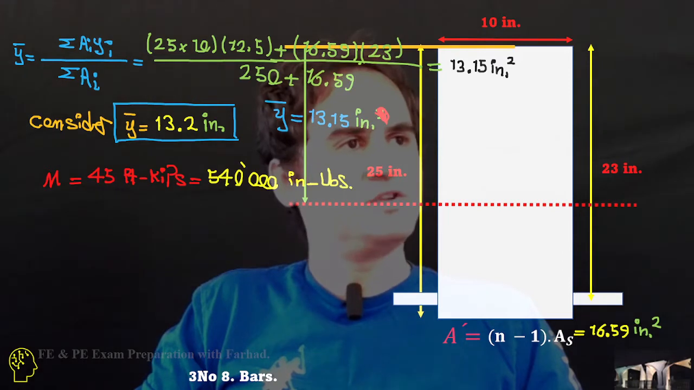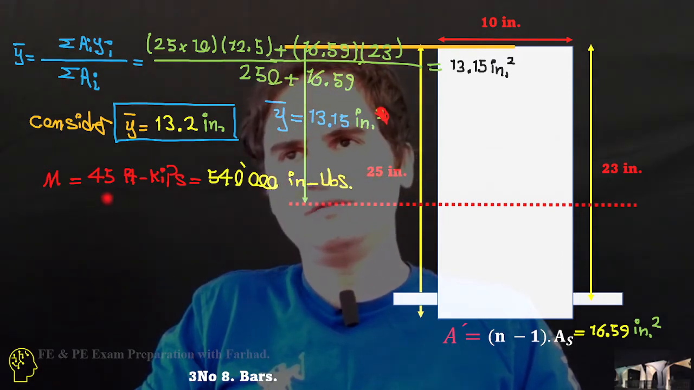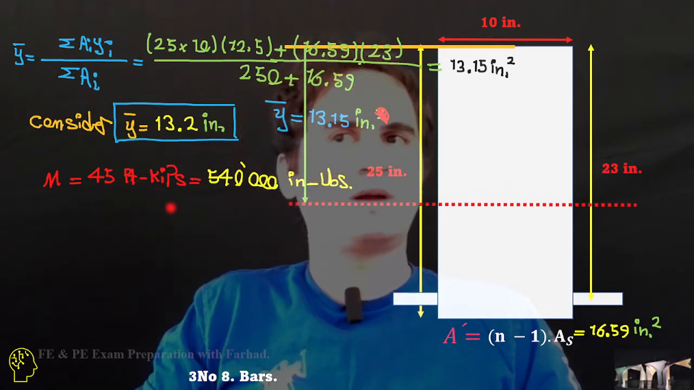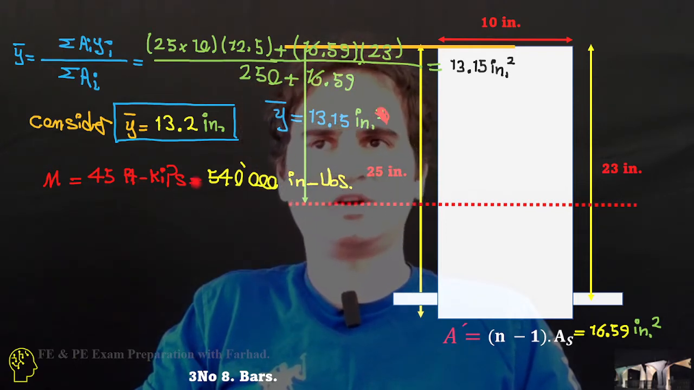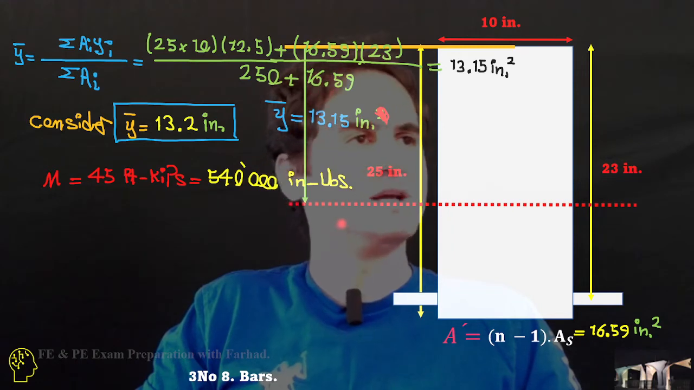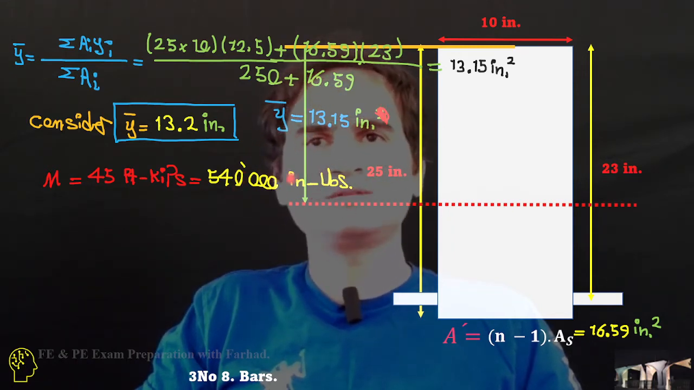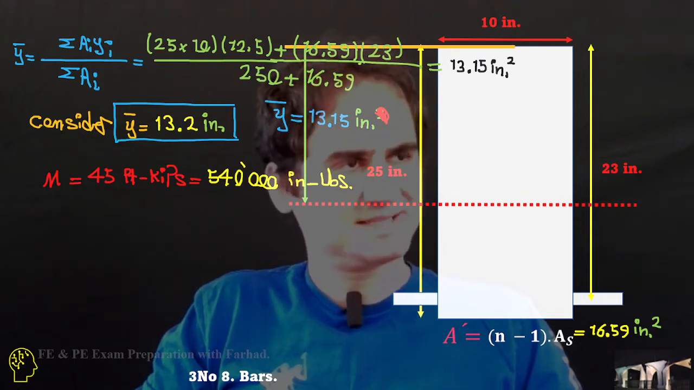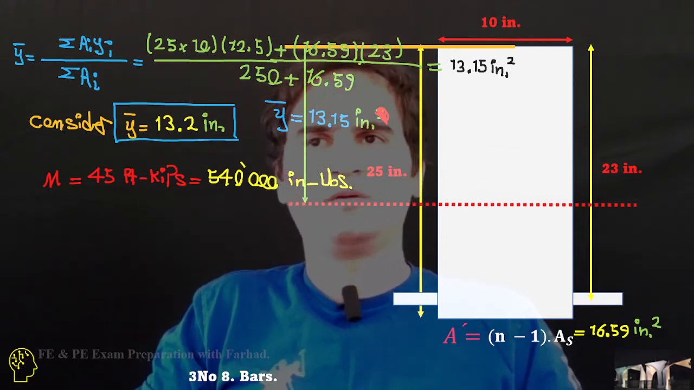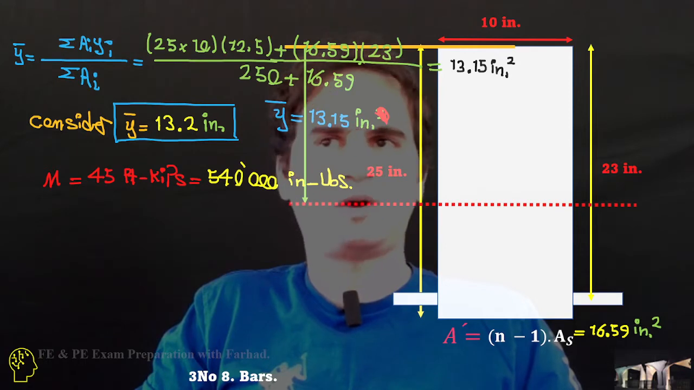If we convert the bending moment in the problem statement, 45 feet times kilopounds, multiplying by 12 times 1000 gives us 540,000 inch-pounds. That's the conversion from foot-kilopounds to inch-pounds.